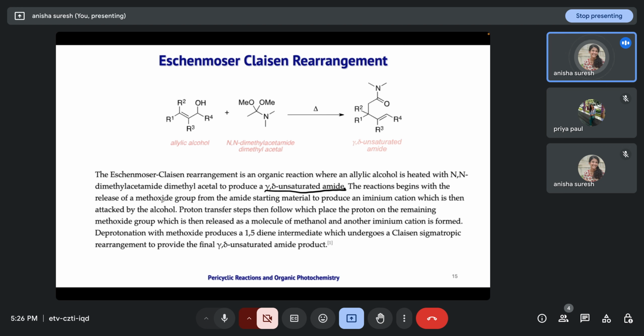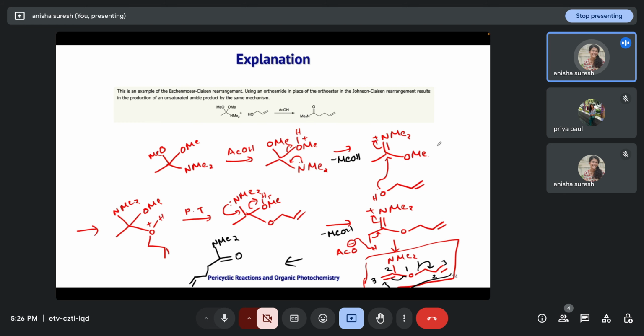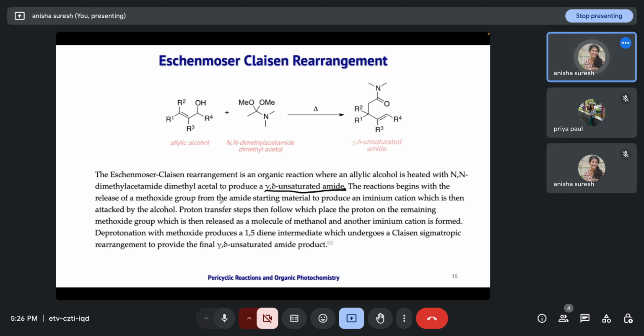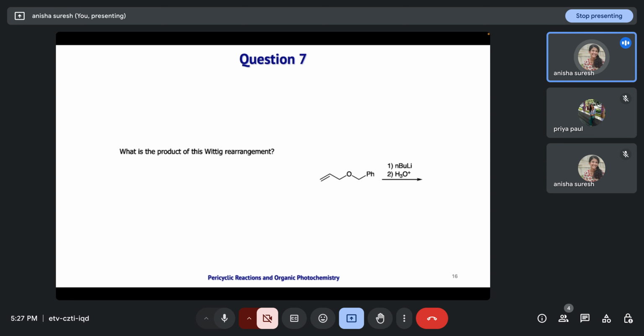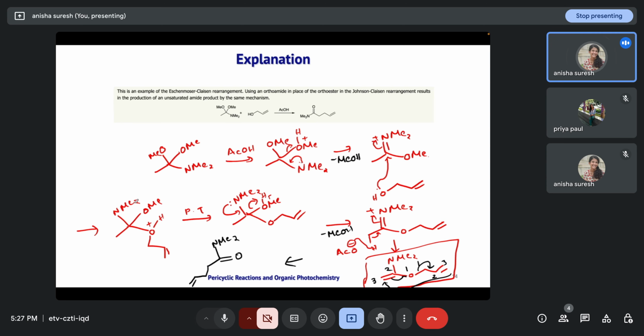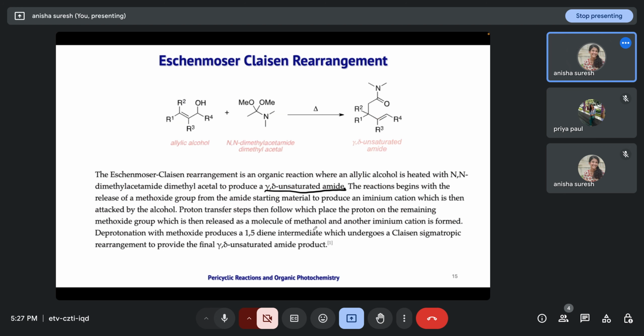So the reaction begins with release of a methoxide group as we have seen from the starting material to produce an iminium cation which is then attacked by the alcohol. So here a first iminium cation will be formed and the alcohol will be attacking that iminium cation. Then what will happen? Proton transfer steps then follow, which place the proton on the remaining methoxide group, which is then released as a molecule of methanol, and another iminium cation is formed. So after that, a proton transfer is taking place on this tetrahedral intermediate, and again one iminium cation will be forming, leading to removal of another molecule of methanol.